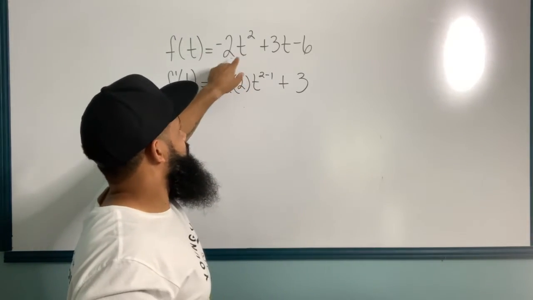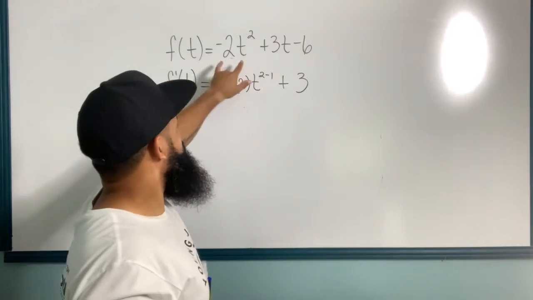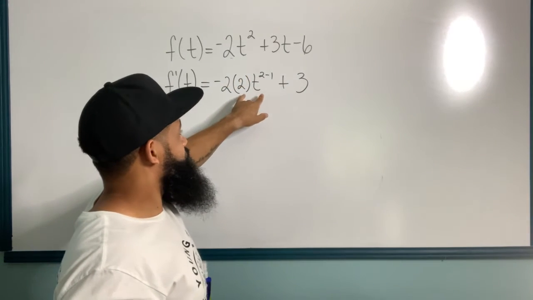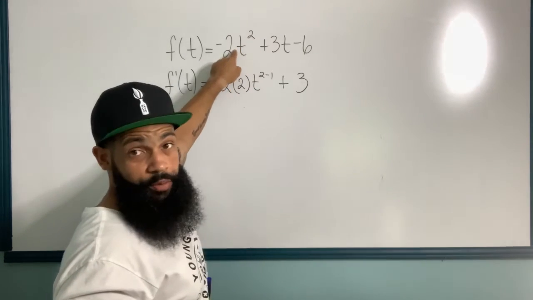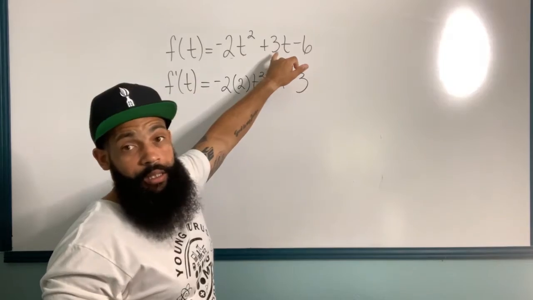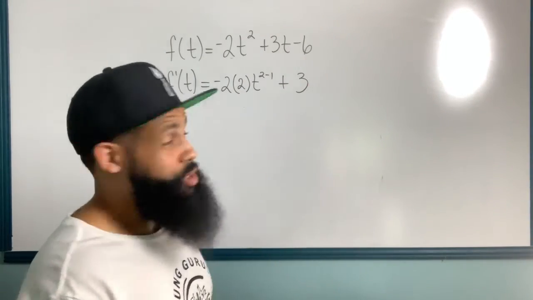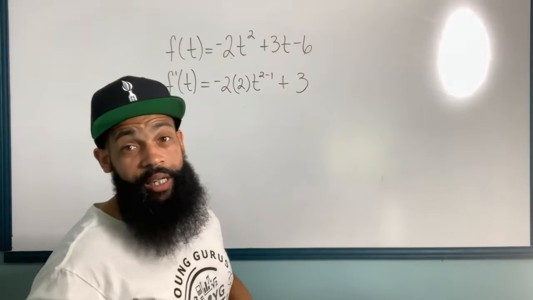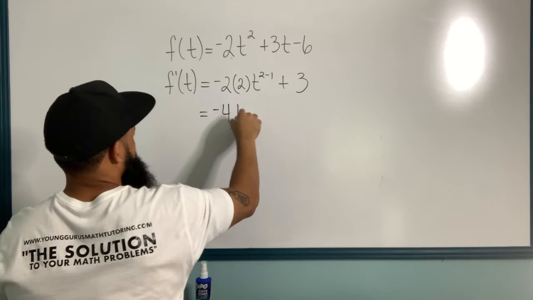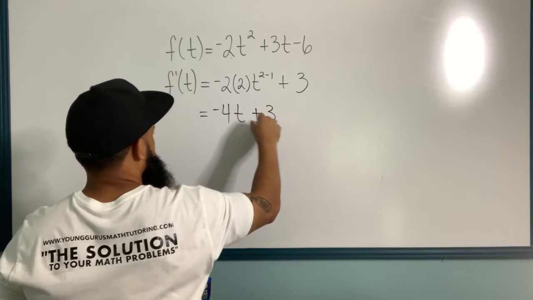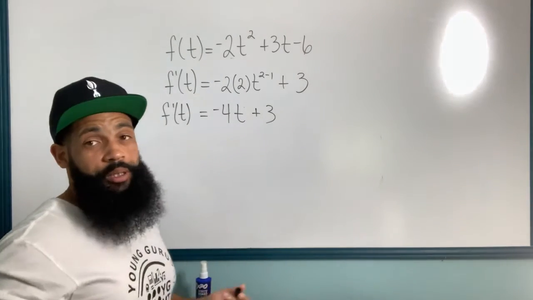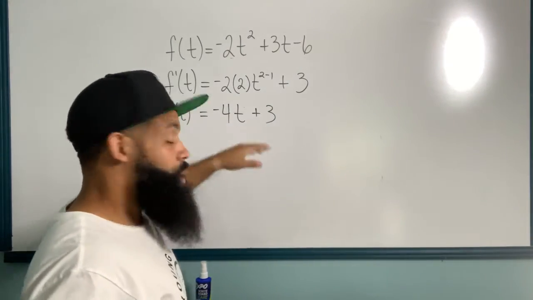So what I did here was, based upon the constant rule, for this first term I have negative 2 times the derivative of t squared. The derivative of t squared is, I take this 2 to the front of the t and then to the 2 minus 1. The derivative of a term with the exponent of 1 is simply that coefficient. And then the derivative of a constant is 0. Now I just want to simplify. Negative 2 times 2 is negative 4, t to the 2 minus 1, and then plus 3. So the derivative of negative 2t squared plus 3t minus 6 is simply negative 4t plus 3.